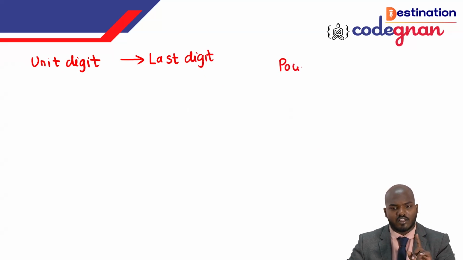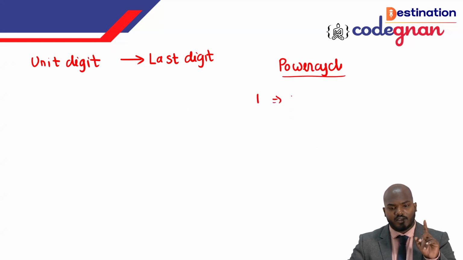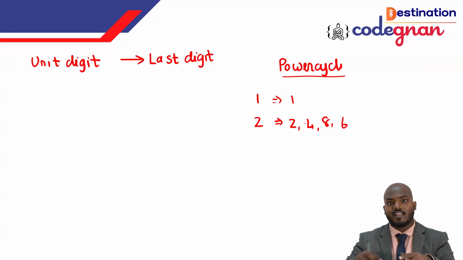Power cycle means you need to understand that 1 power anything is equal to 1 only. Coming to 2, 2 power 1 is 2, 2 square is 4, 2 cube is 8, and 2 power 4 is 16. Then you need to consider only the last digits.